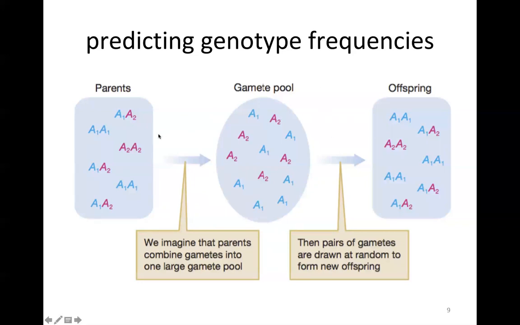Okay, this is the model. We have the parents. They create a gamete pool that reflects their allele frequencies. Everybody contributes their gametes so that the allele frequency in the parents and the allele frequency in the gametes is the same. And then offspring are chosen from this pool by choosing 2 gametes randomly. That's representing random mating to create diploid individuals. Allele frequencies stay the same.